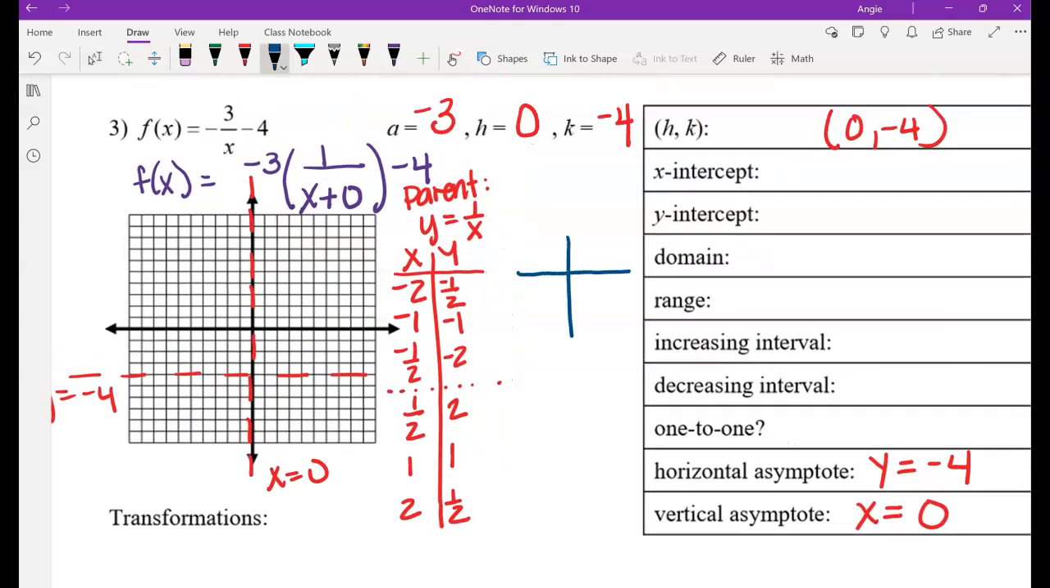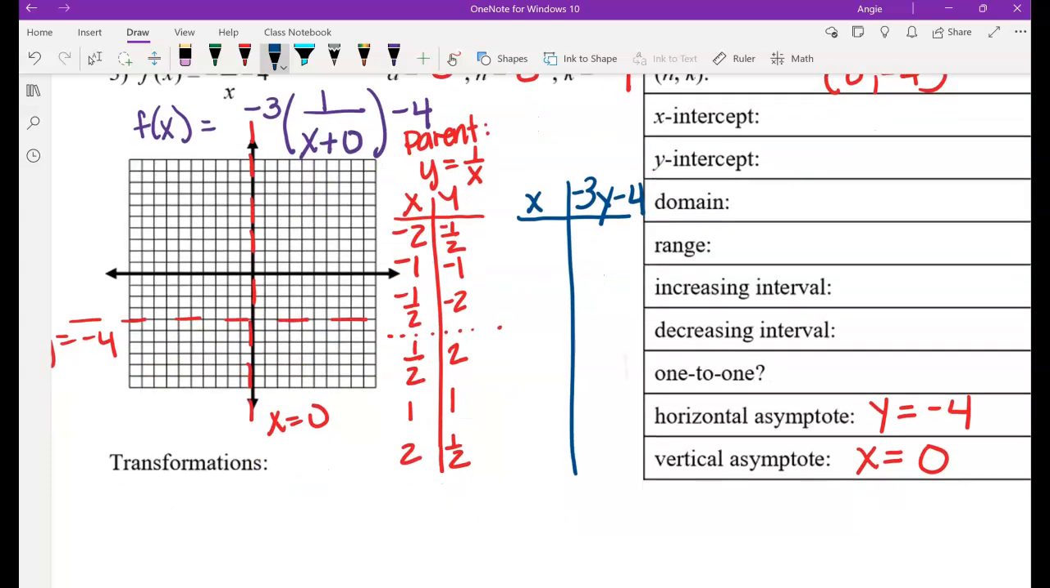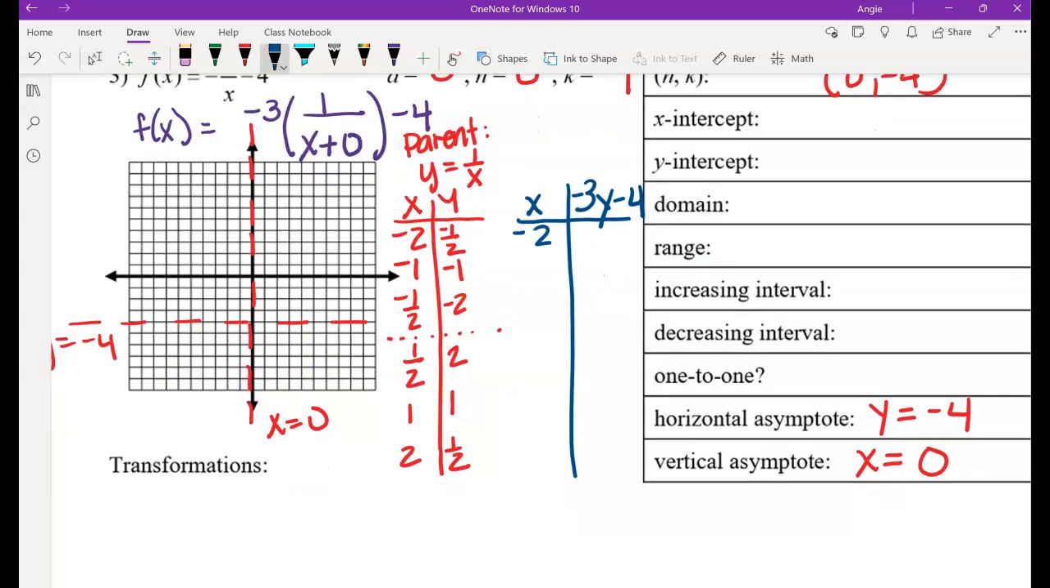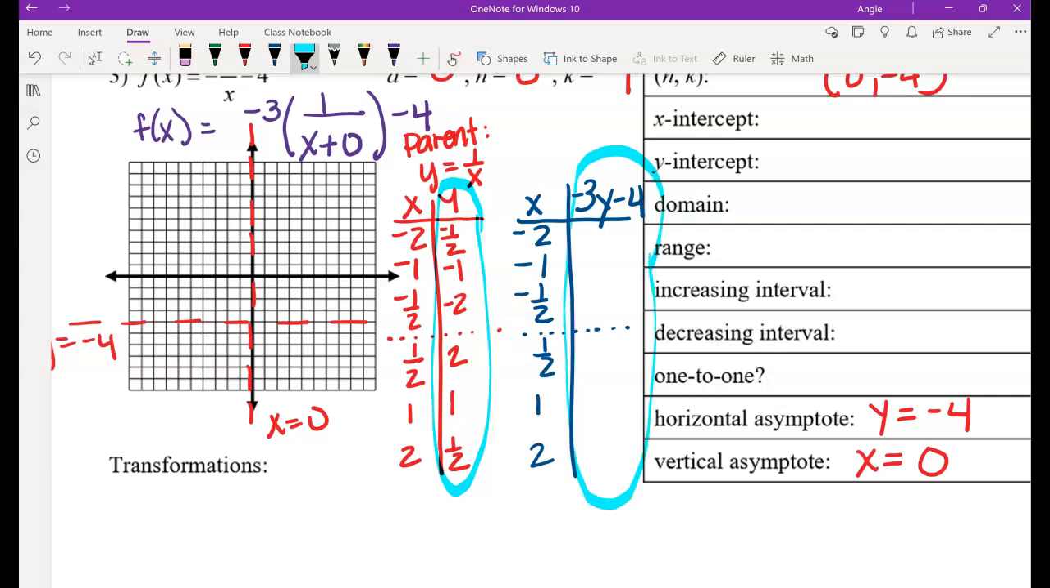Remember the h value goes with x, but since h is 0, adding 0 to x doesn't change anything. The a value gets multiplied to the y, so negative 3 times y, and then we have a k value of negative 4, so minus 4. So the x values, students, are not changing: negative 2, negative 1, negative 1/2, asymptote, 1/2, 1, and 2. Now your job, students, is to take these y values and transform them and give me some new values.